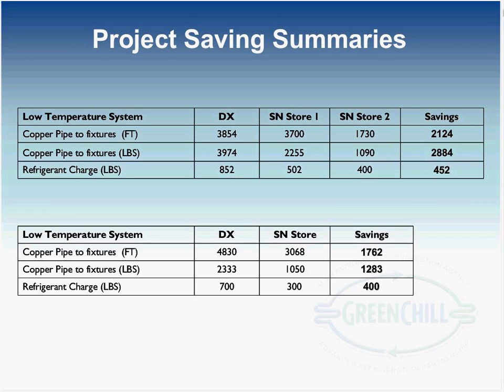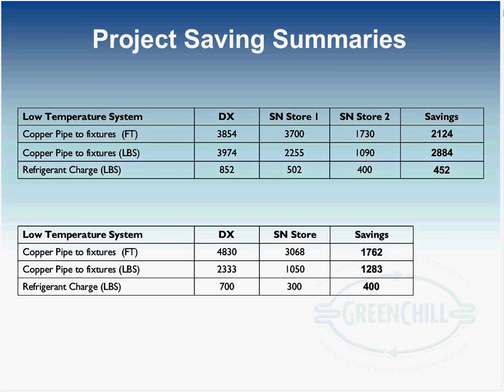Then there's refrigerant charge in pounds. So a couple of stores in this same configuration measured against that DX, and you can see the savings on the right hand. Cost over 2,000 feet of copper, over 2,800 pounds of copper, since the copper is so much lighter, and a refrigerant charge savings in the final store there of 452 pounds. So that's greater than 50% savings in refrigerant charge.